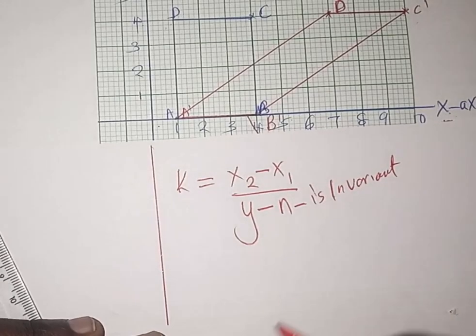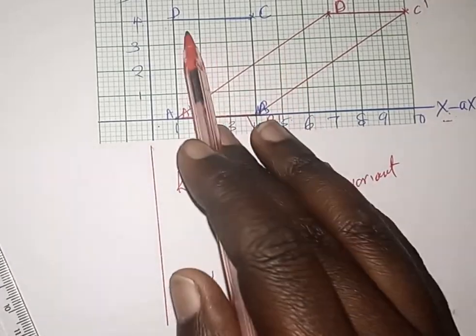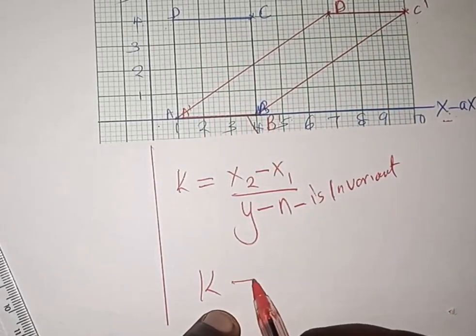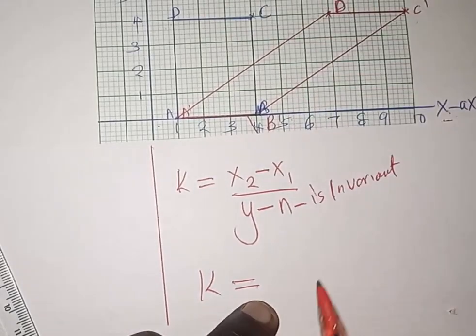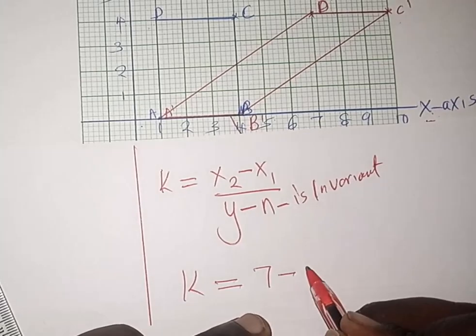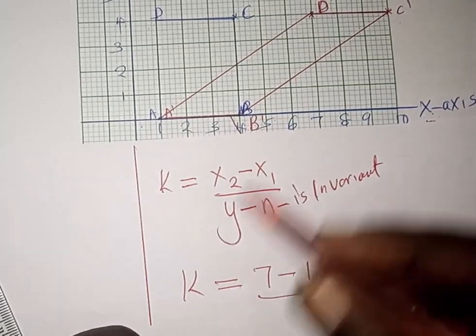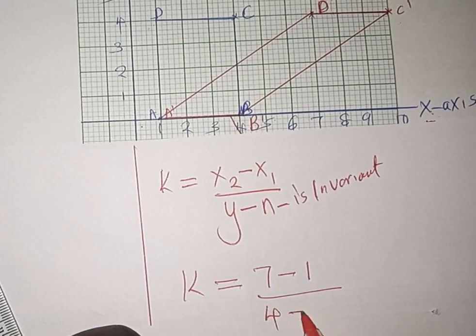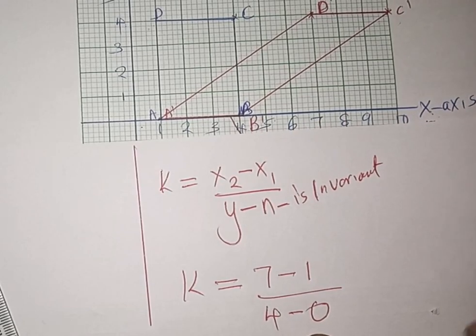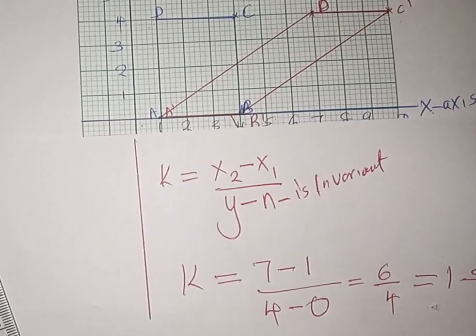So practically, let me choose point D that is moving in a direction that is parallel to the x-axis. So we say k equal to x2, which is 7, minus 1, all over the value of y, which is 4, minus 0, simply because the invariant line in this case is the x-axis, or y equal to 0. So which is 6 over 4, and we end up getting 1.5 as the shear factor.